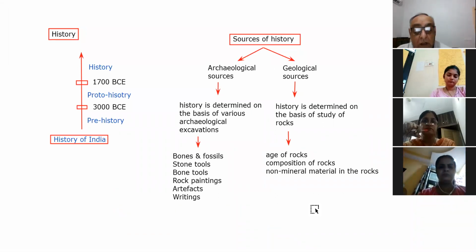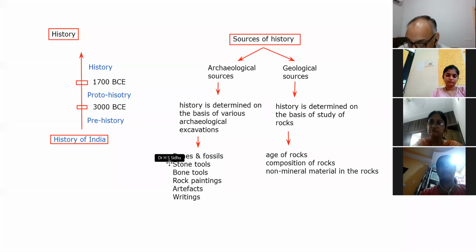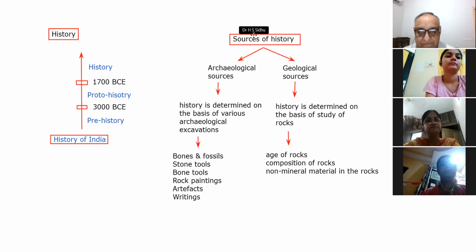Now, as far as the artifacts are concerned, in Hindi we call it कलाकृति, right? By artifacts we mean objects that are made by a person, like tools or some decoration pieces. That is called an artifact. So this is about the sources of the history. Is it clear up to this point?